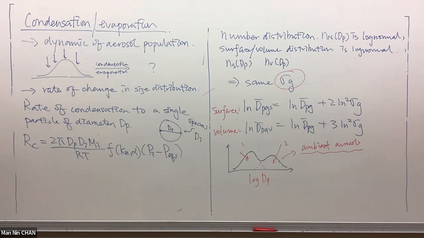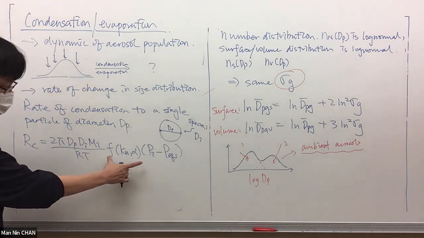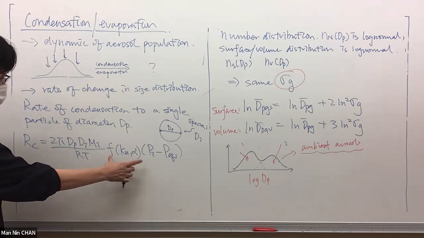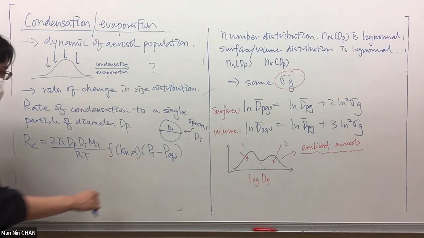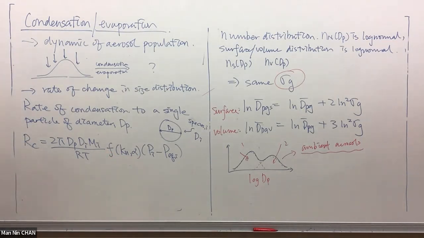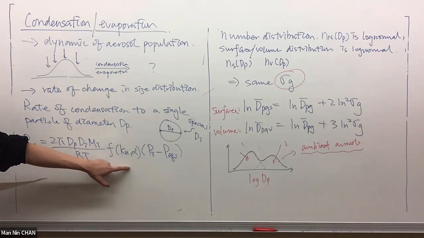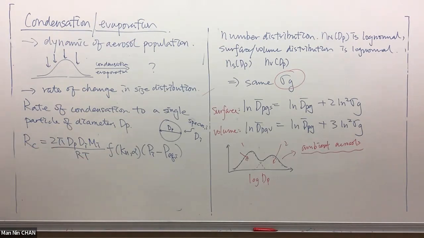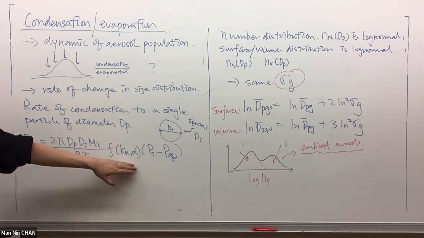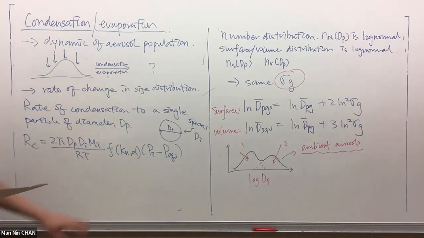For these cases, we just simplify this. Of course, we know these functions. This is a correction factor. So for this simplified discussion, we just assume it is the continuum regime, so this will be set equal to 1. Of course, we can relax this assumption later, but in this case, we just assume it's equal to 1.